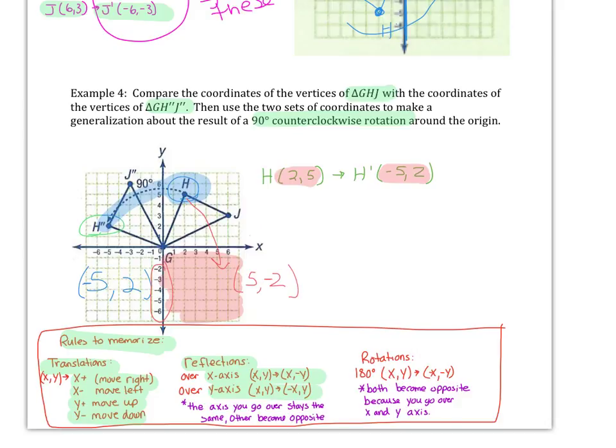And one rule for rotating 180: (x, y) becomes (-x, -y). They both become the opposites because in order to go 180 degrees, you have to go over both the x and y axis. And then there's the rule for 90. And for rotating any other degree, there's only a set rule for 180 and for 90 in either direction.